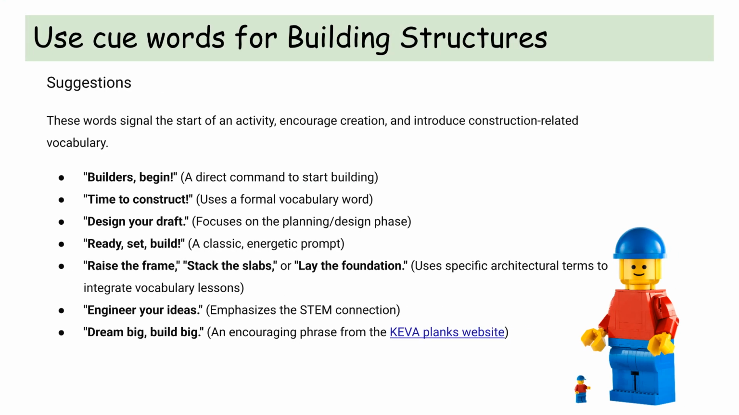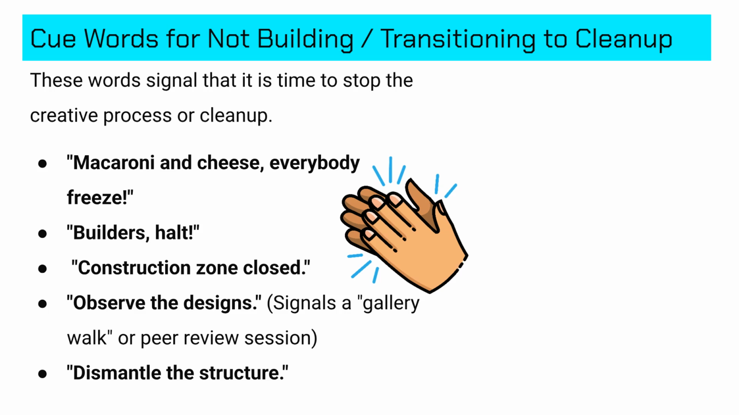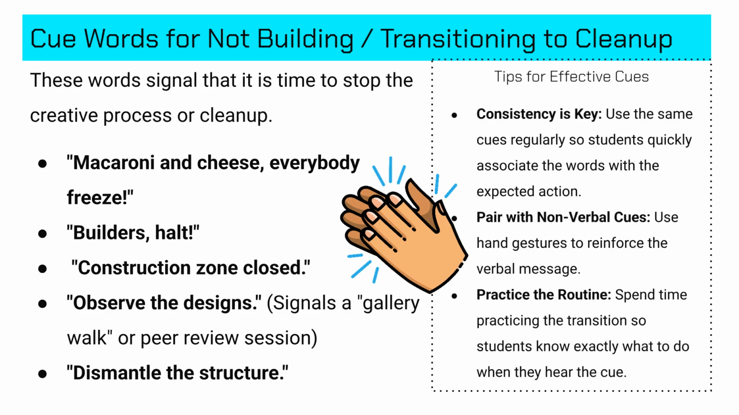Using cue words can help signal the start of an activity, encourage creation, and introduce new vocabulary. Examples include builders begin or engineer your ideas. Cue words are also useful for stopping the creative process or transitioning to cleanup. Phrases like macaroni and cheese, everybody freeze, or dismantle the structure. Remember that consistency is key for effective cues.